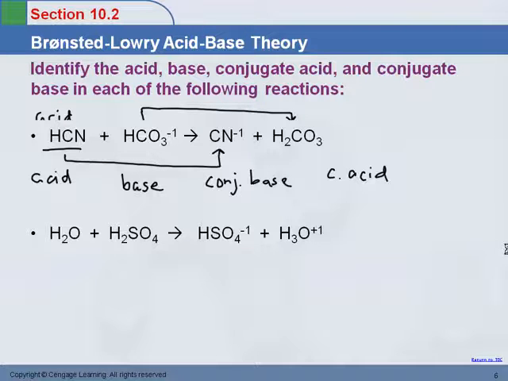On this next one, H2O becomes H3O+. So it is gaining a hydrogen, which tells me that H2O must be my base. H2SO4 becomes HSO4-1, which is a loss of a hydrogen, so therefore H2SO4 is my acid. And then if I look in reverse, HSO4-1 goes to H2SO4, clearly the result of adding a hydrogen ion. So this is my conjugate base, which means that H3O+ must be my conjugate acid.